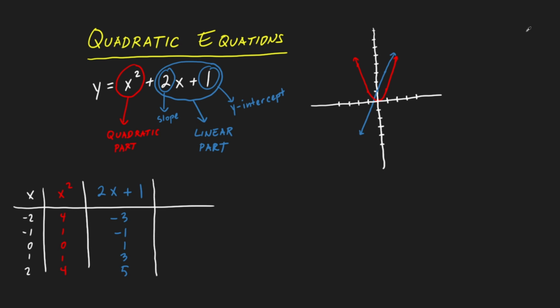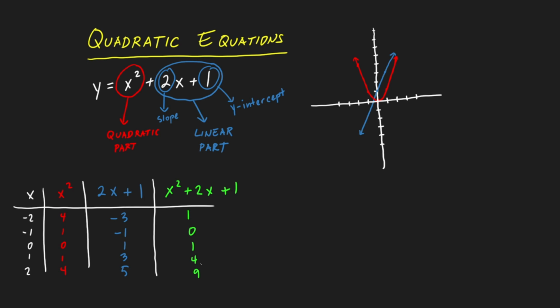So to get the whole function, we just add these two numbers up. But first, let me write on the top x squared plus 2x plus 1. Because this is just a sum. So 4 minus 3 is just 1. This is going to be 1. This is going to be 0. If this is 1, 1 plus 3 is 4. And 4 plus 5 is equal to 9.